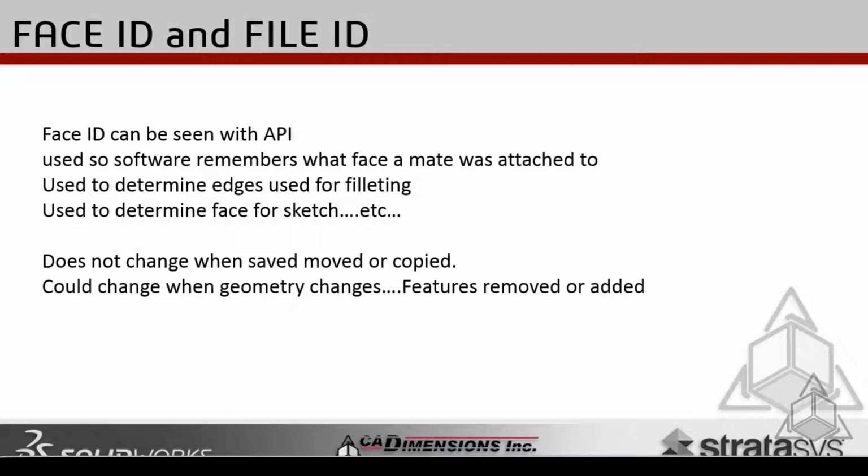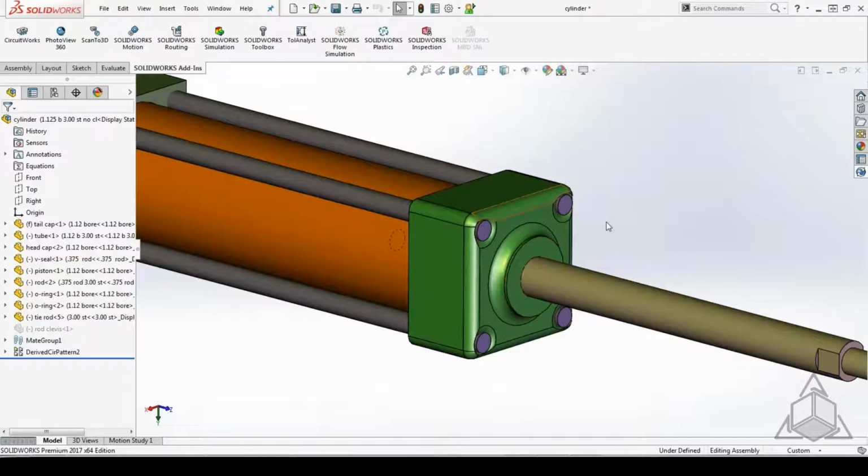That's why I can make a copy of a part, replace it in the assembly, and all the mates stay together. However, if I make geometry changes, that potentially could blow up the mates. Now let's look at face IDs, because that's something I can get from SolidWorks here for a moment.